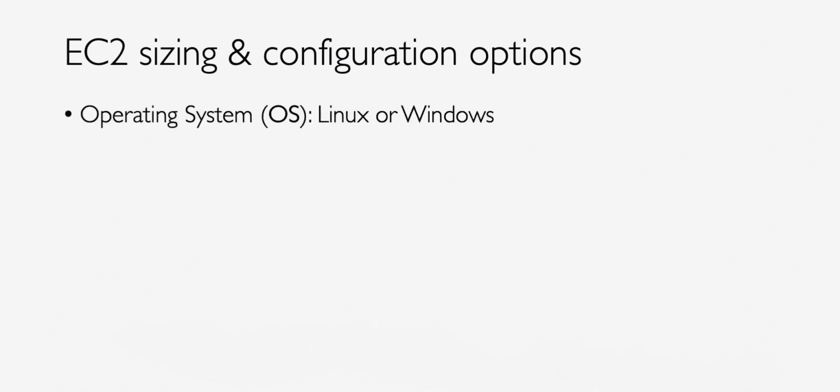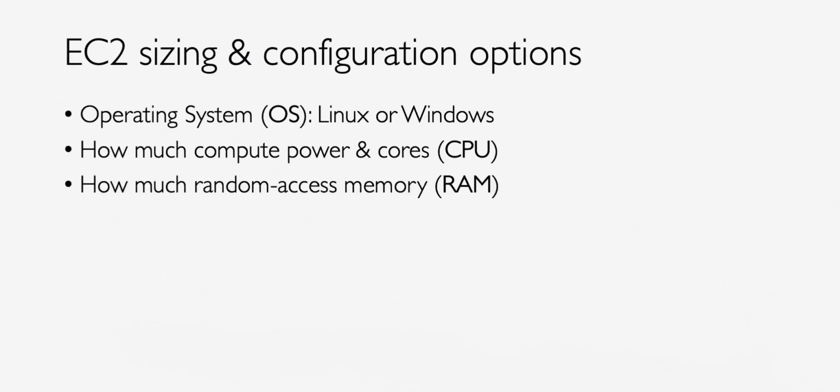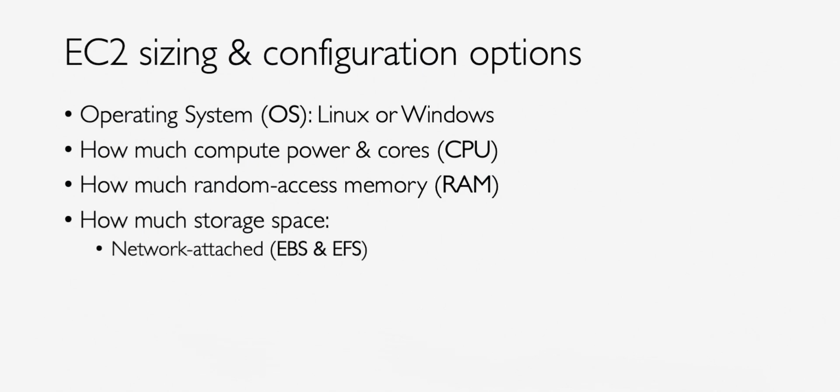Well, we can choose the operating system. Could it be Linux or Windows? And as you notice, there's no Mac, so you cannot rent a Mac from AWS. You can just rent a Linux or a Windows. How much compute power and cores you want on this virtual machine. So how much CPU. Then you need to choose how much random access memory or RAM you want, and how much storage space.